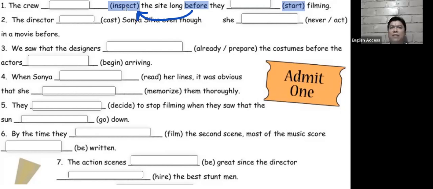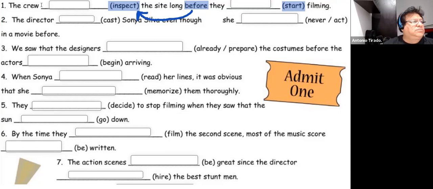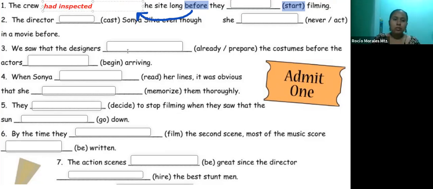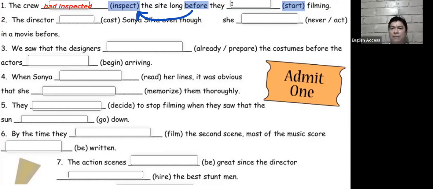So if I have inspect as the older event, what do I use? Simple past or past perfect? Past perfect. Had inspected. And then before they started. These are easy, right?